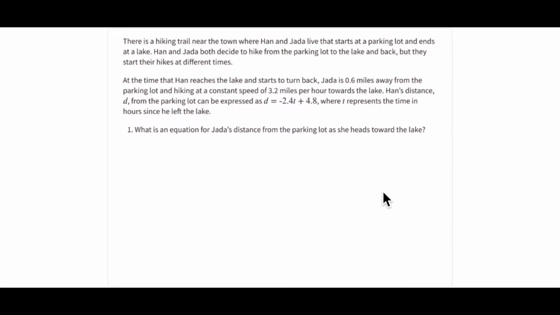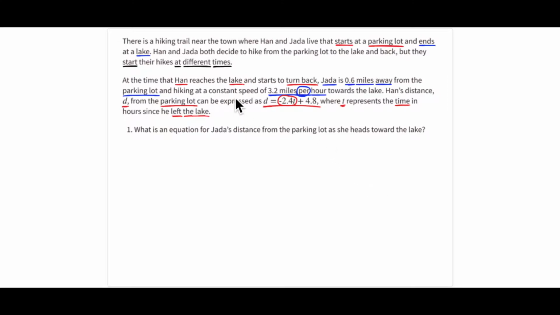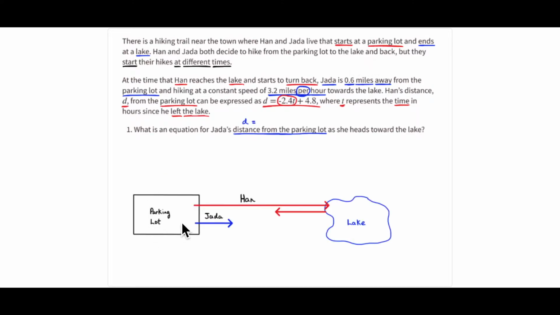In Activity 2, you have two students, Han and Jada, and they are starting at a parking lot and hiking to a lake. They start from the parking lot and hike to the lake, and they start at different times. Han starts before Jada, and when Han gets to the lake, then Jada starts her hike from the parking lot to the lake.